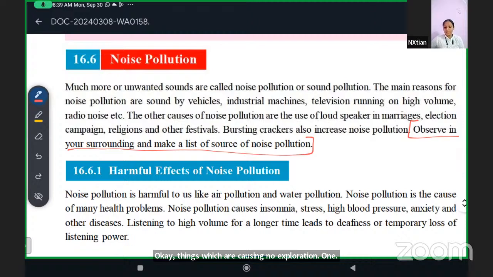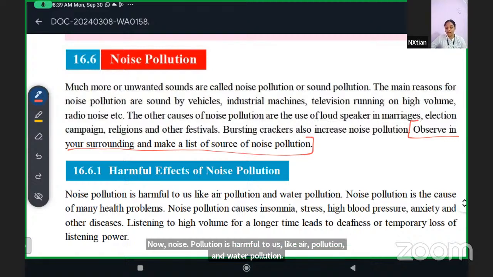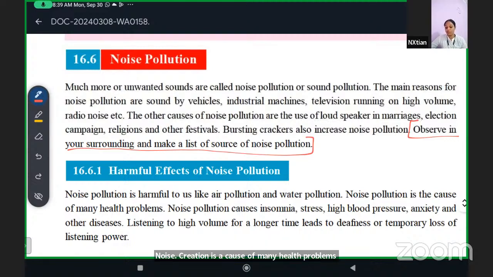Okay, then there are harmful effects of noise pollution. Now, noise pollution is harmful to us, like air pollution and water pollution. Noise pollution is the cause of many health problems. Noise pollution causes insomnia, stress, high blood pressure, anxiety, and other diseases. Listening to high volume for a longer time leads us to deafness or temporary loss of listening power.